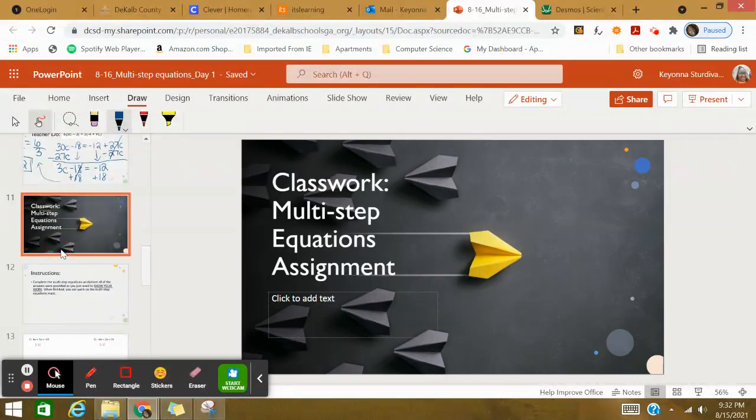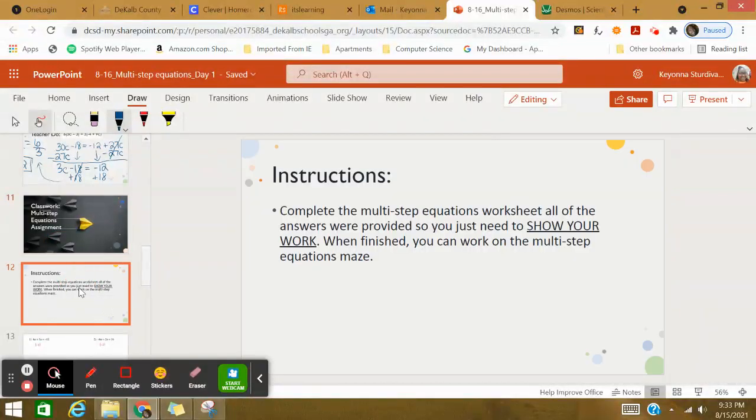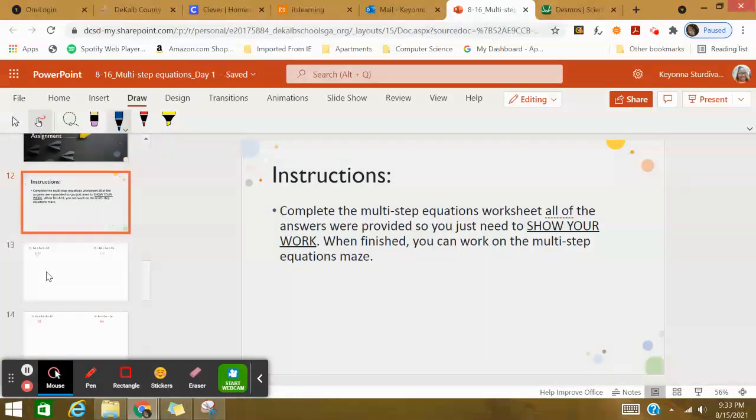Okay, so the classwork at this point, you will already have classwork assignments that I've given out. The classwork is multi-step equations because you are in the orange group, and remember that your groups are based off your assessment data. For the assignment, you're just going to complete the multi-step equation worksheet. I've already given you all the answers, so all you have to do is show your work. And when you finish, you're going to work on the multi-step equation maze, okay?